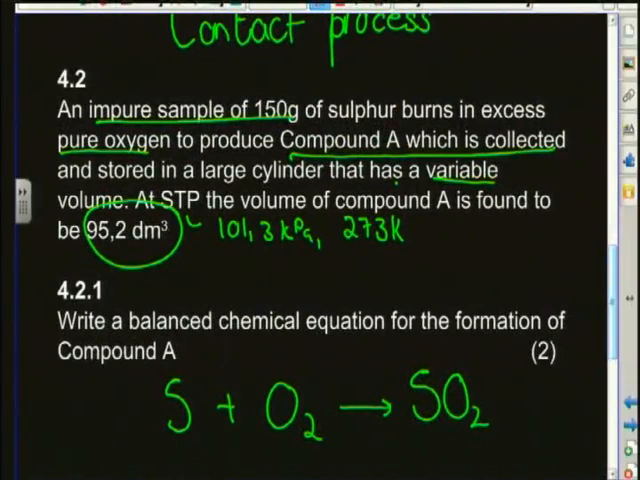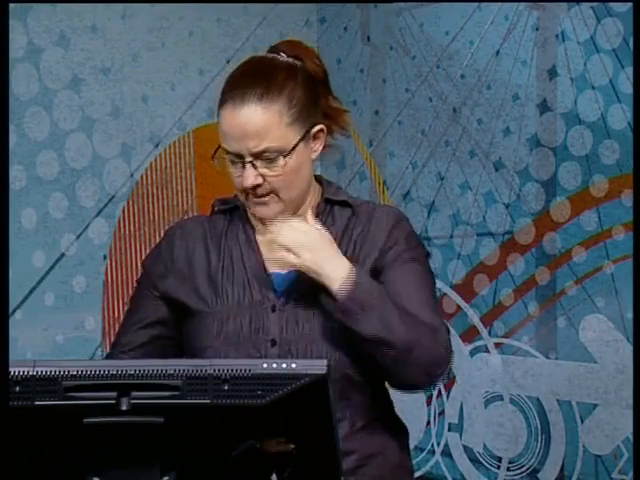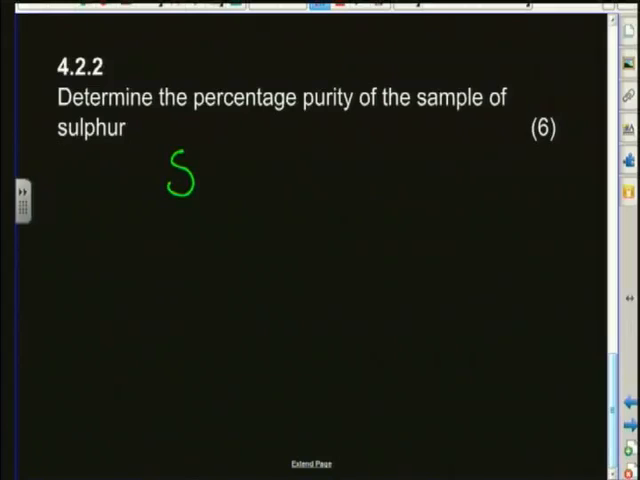The volume of compound A, when we get to the end, is found to be 95,2. We now need to work backwards. In all the equations we've done so far, I've told you what the reactants were, and I wanted something to do with the products. Here, I'm going the other way around. So sulfur plus oxygen gives me sulfur dioxide, a 1-to-1 ratio. If I can work out what mass of sulfur I need to create that volume of the gas, I can work out percentage purity. So stick with me, grade 12.